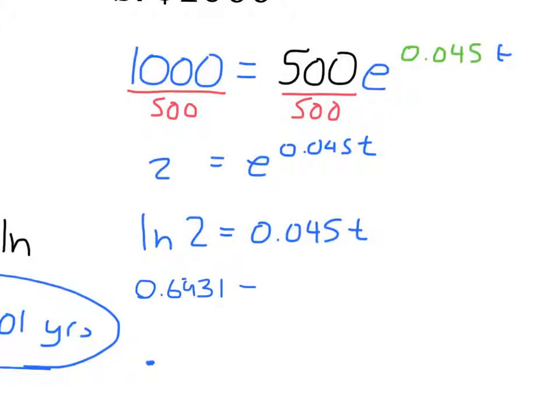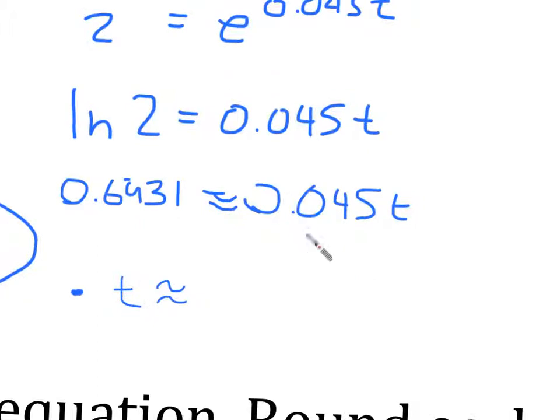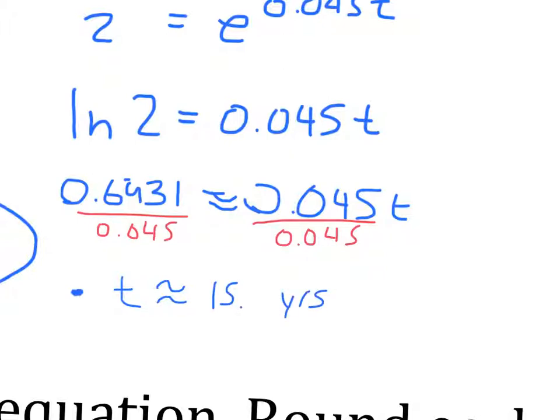0.6931 is approximately equal to 0.045t. What is t? Divide both sides by 0.045, just 0.045. I'm going to get approximately 15 years, 15 point something years. Notice it's not double. Double of the previous was 9 times 2, which is 18. So it's actually a few years less than that.